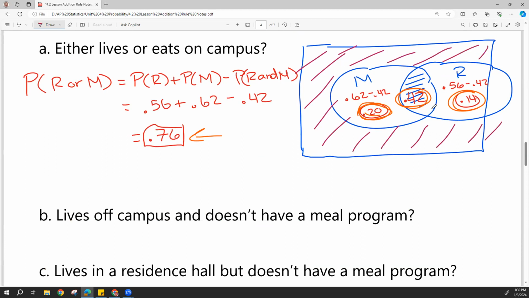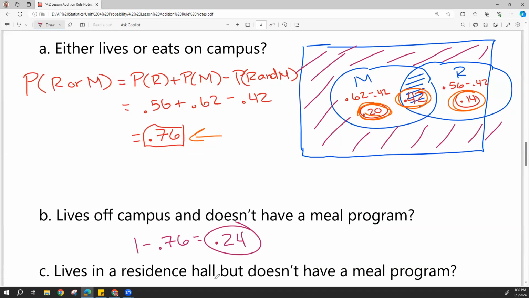They don't qualify to be in any of the pieces of the circles because they don't live in a residence hall and they don't have a meal program. And so all the probabilities in this scenario need to add up to 1. And so if I subtract this 0.76 from 1, I'm going to get 0.24, which is the probability I randomly select a student who lives off campus and doesn't have a meal program. So probably an older student who lives in an apartment and does their own grocery shopping.